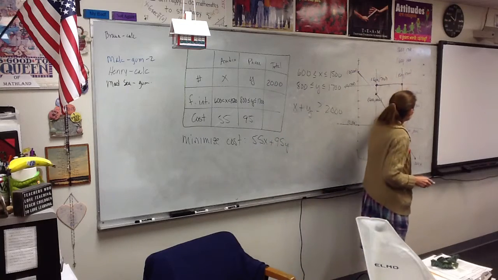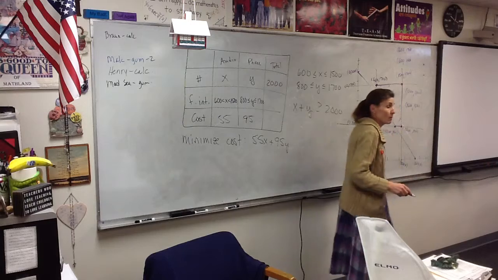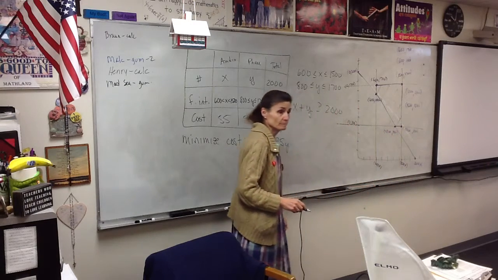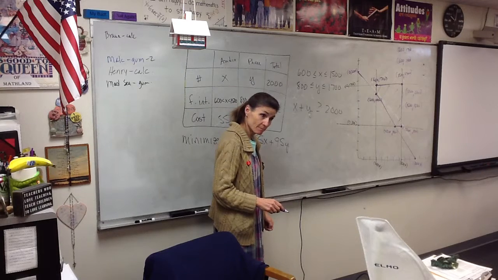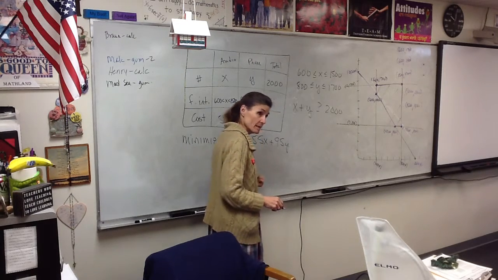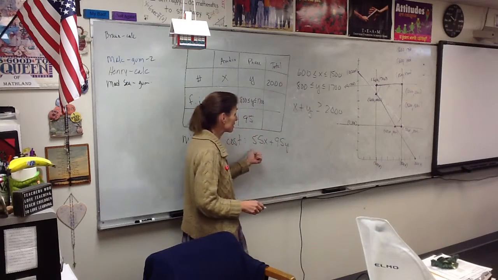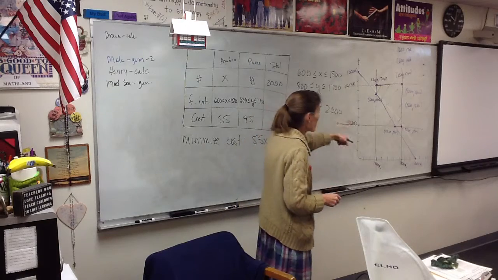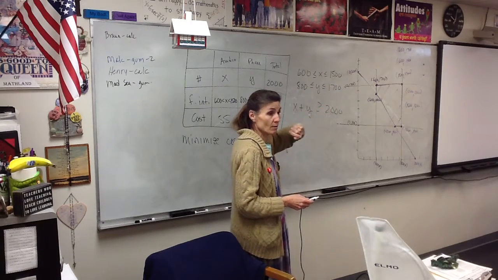So we have these 5 points. Everybody okay with those 5? Yeah. Now what are we going to do with them? Kaylin? Plug them where? Into the thing you want to minimize, to see which one gives the least. We're going to plug them in here, 55x plus 95y, and whichever one gives us the smallest answer wins, okay?